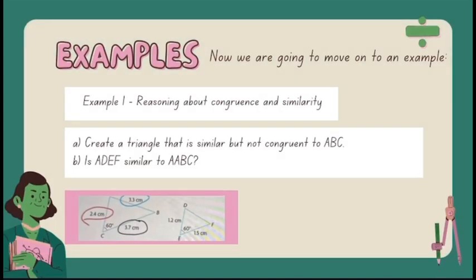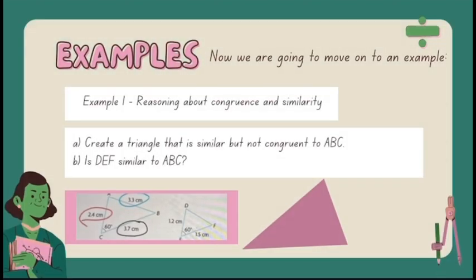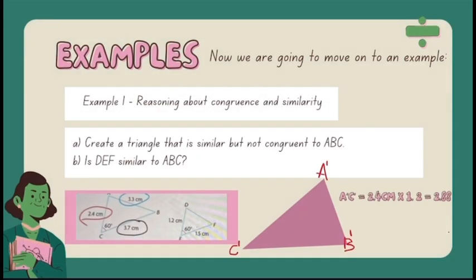So our first example. In this example, we will have to create a triangle that is similar but not congruent to ABC. Is DEF similar to ABC? So first, we have to draw a triangle. I tried my best visualizing it. Now we label the primes of every side and consequently multiply the sides. As a result, we get this number.